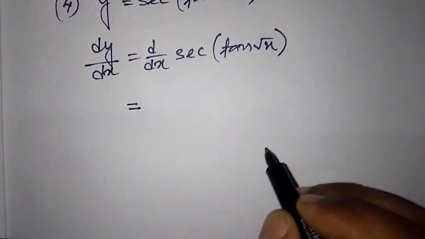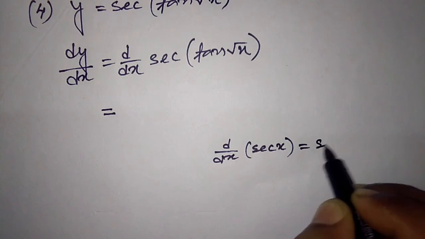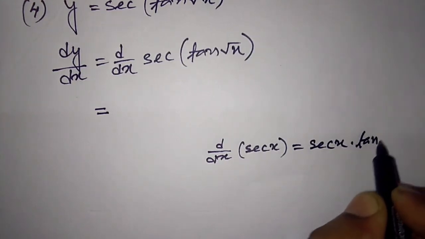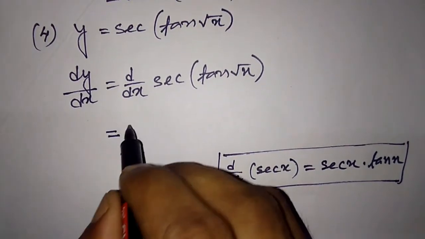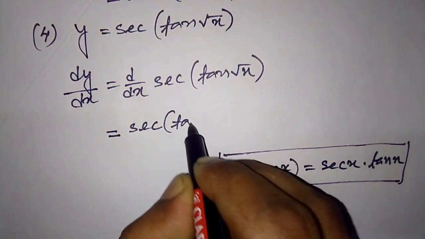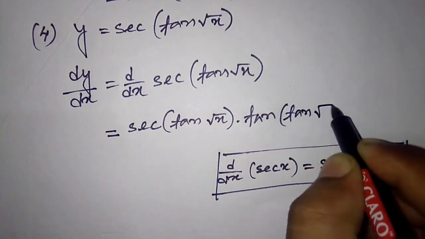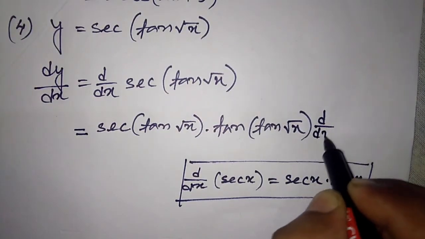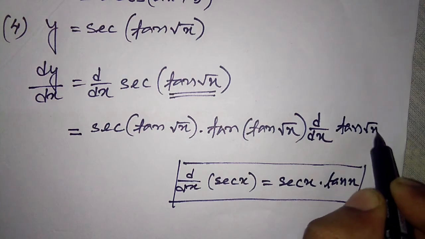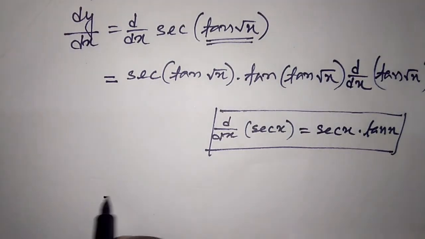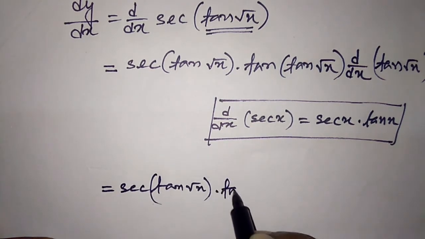So we know the derivative of sec x, d/dx of sec x is sec x into tan x. So the derivative of sec(tan root x) becomes sec(tan root x) into tan(tan root x). So you have to differentiate again which function. In place of x here is tan root x, so tan root x. So sec(tan root x), tan(tan root x).